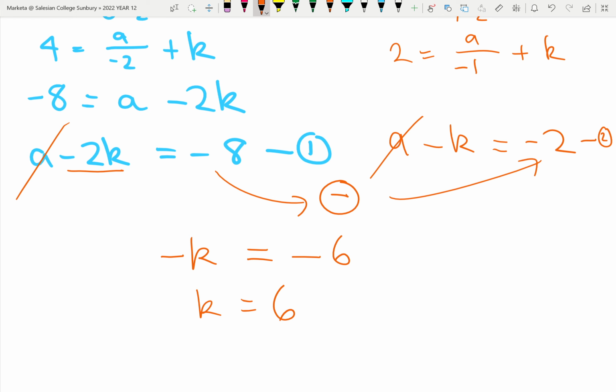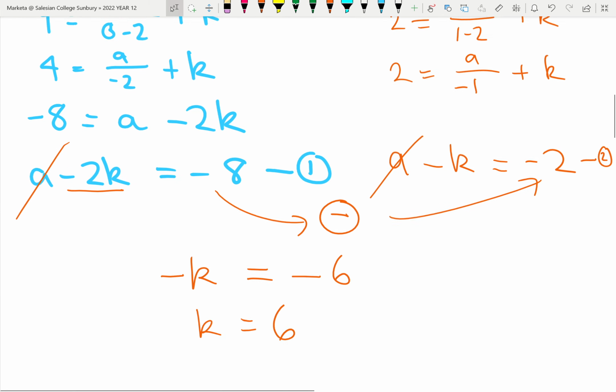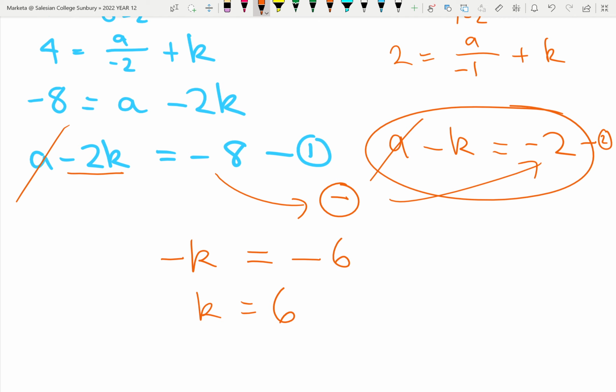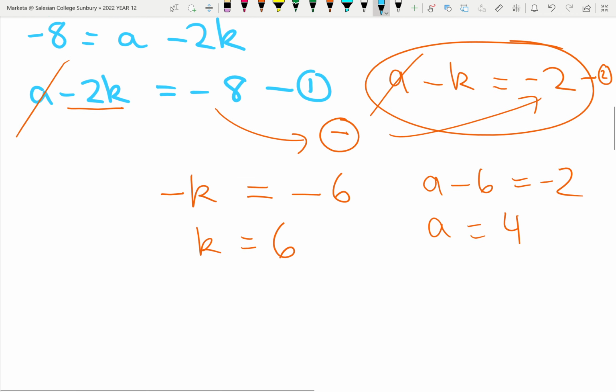Let's sub back in to the easiest equation. So I'm going to take equation 2, and it's going to be a minus 6 equals -2. So a equals, adding 6 on both sides, 4. So now I've got my values for a and k. Now I can state the equation quite easily.